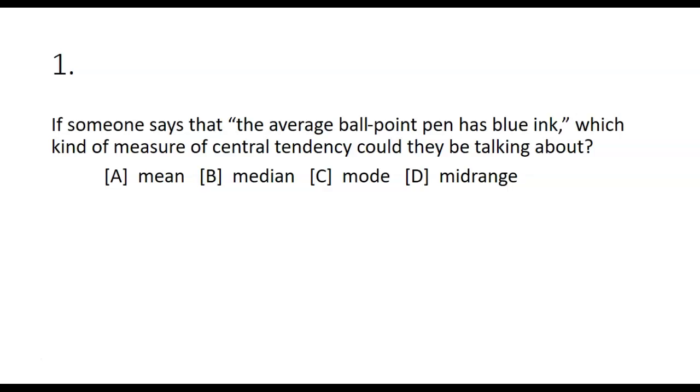You can't add together a bunch of ink colors and divide by how many there are. So the only thing that really makes sense here is the most common ink color is blue. And the most common value of a variable, the one that occurs most often, is the mode.